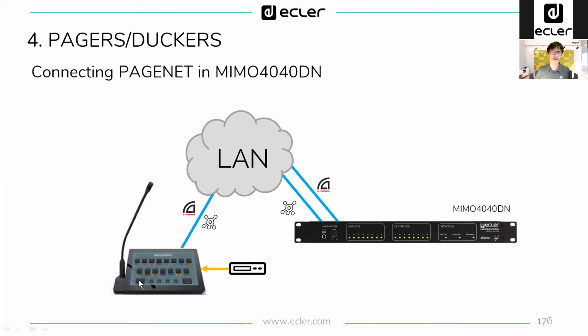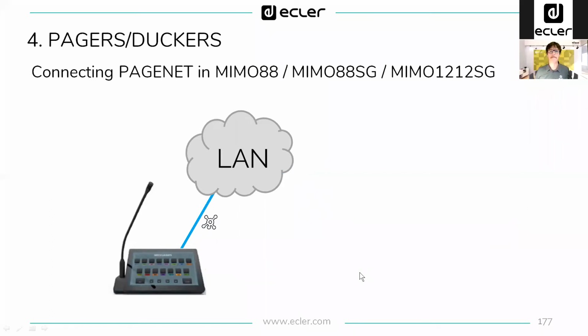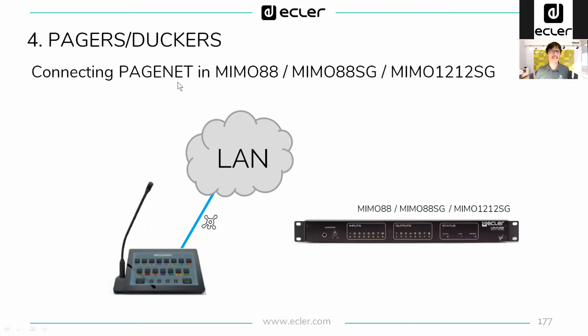Remember, you have some RCAs in the bottom of the unit, and you can use it for that purpose or whatever you want. So, what about using PageNet in MIMO 88, MIMO 88 SG or 1212 SG? So in the previous matrices, the PageNet is connected for the control, so the UCPs that you can just store here, and you control the MIMO through these controls, through the network.